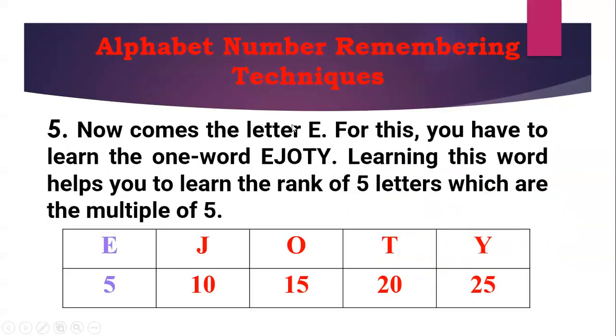The letter that comes is E. There is a word you have to remember: AEJOTY. By learning this word, you can easily identify E means 5, and all the multiples of 5. 5 into 2 is 10, 5 into 3 is 15, 5 into 4 is 20, and 5 into 5 is 25. You can easily remember E5, J10, O15, T20, Y25. I'm also going to provide some other things in this.